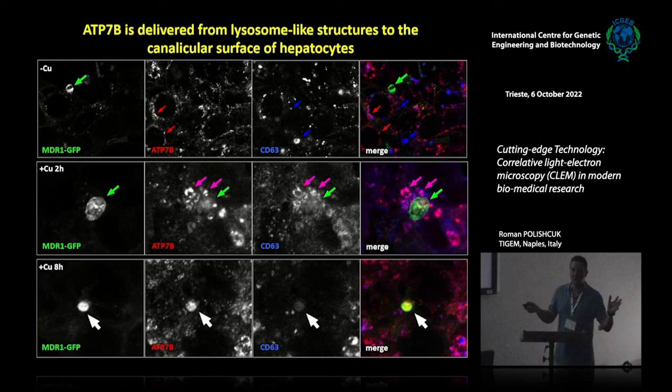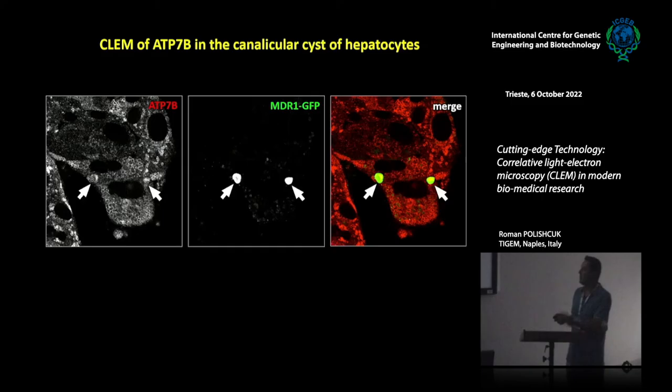But, as always happens, reviewers say, okay, guys, you have to demonstrate that it's not just an occasional overlap of smaller structures in the canalicular area, but they could be vesicles accumulated, not necessarily where delivery of protein occurs. So you don't have enough resolution with simple confocal microscopy. So this was a case for CLEM again.